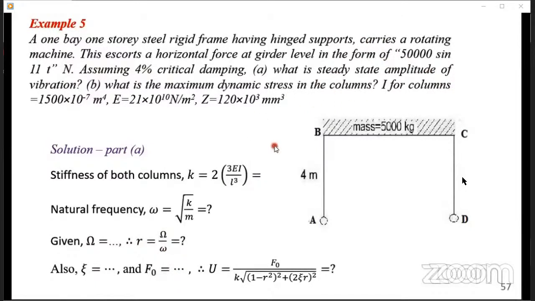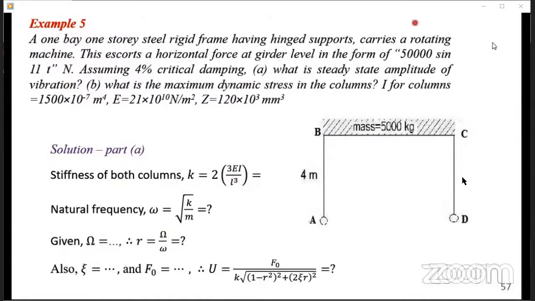I'm waiting for somebody to give me these values. I'm waiting for somebody to tell me what is capital omega. What is the frequency of the forcing function from our question here? Can somebody pinpoint or extract or tell us what is the frequency of the forcing function? Alex Mogo, what is the frequency of the forcing function? First of all, you have to identify which is the forcing function.